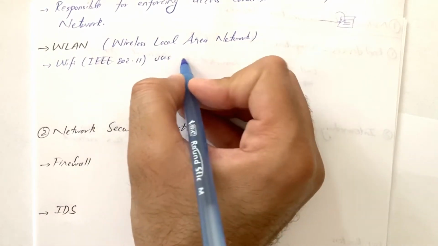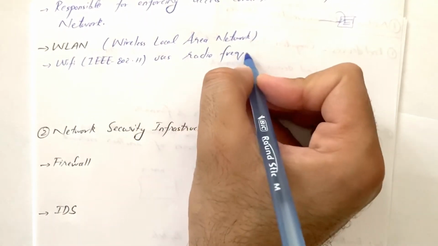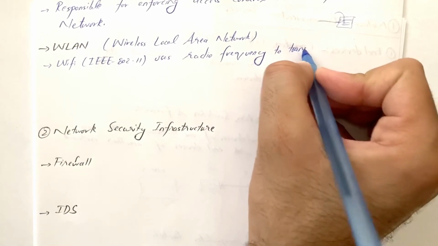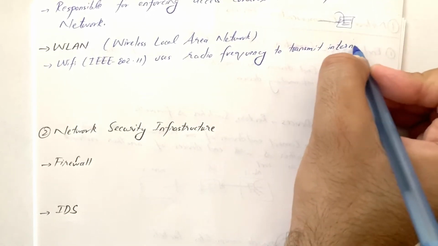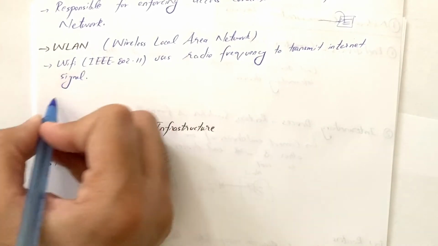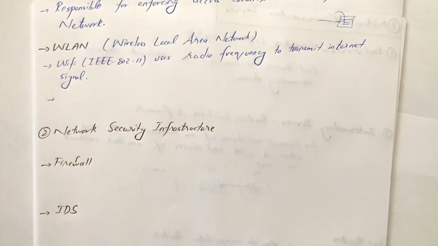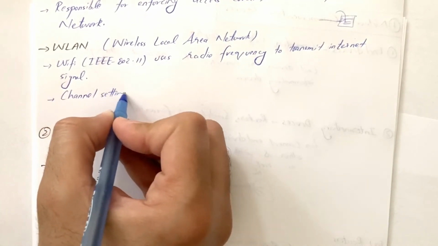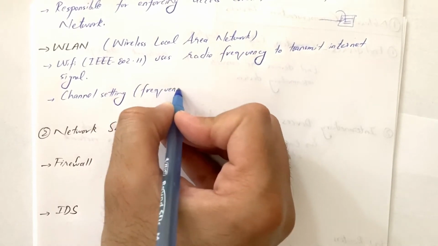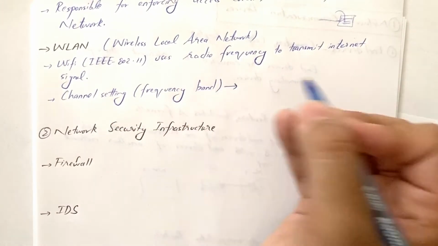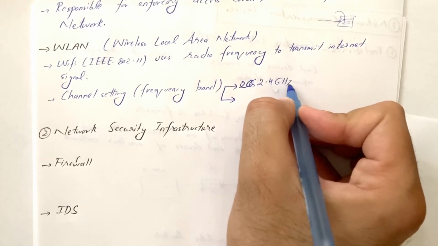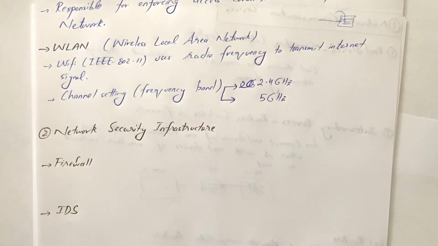It basically uses radio frequencies to transmit internet signals. There are two types of channel settings, like two bands, mainly because most of the Wi-Fi routers are dual band routers. The channel settings, or you can say frequency bands: there are two frequencies over which we can transmit the signal. One is 2.4 gigahertz, and the second band is 5 gigahertz. Depending upon which band is free, which band is less populated, we transmit the signal over that particular frequency.